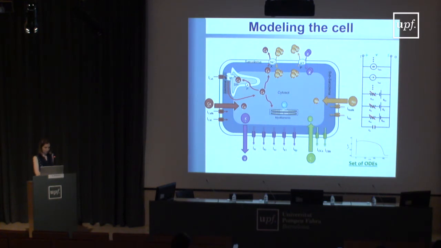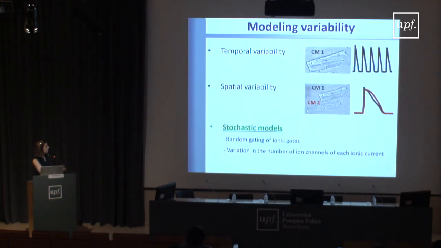But rather than considering a deterministic model, which is the standard way of using the models in the literature, we are very concerned about the variability, including the variability in the models. So you see here temporal variability. This is the same cardiomyocyte, and this is voltage data. It's not evident here, but we could quantify differences from one beat to the next. So the same cardiomyocyte has different responses over time.